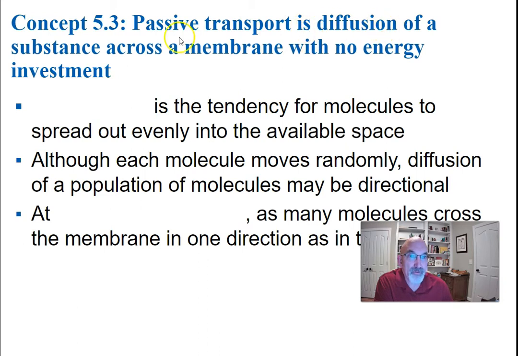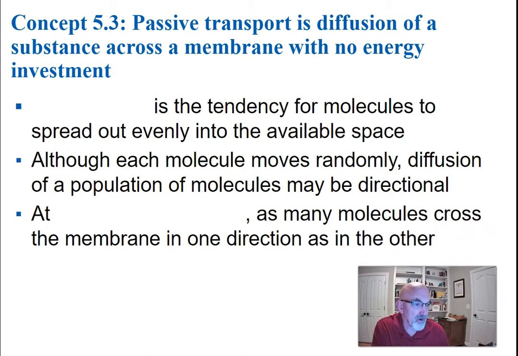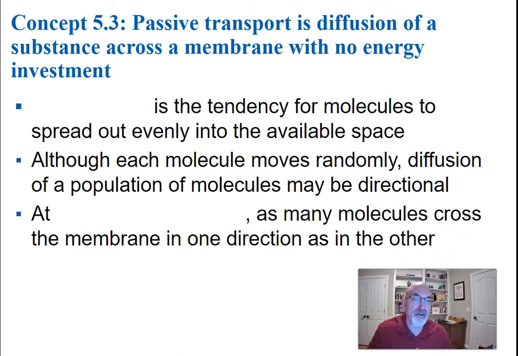Passive transport is diffusion of a substance across a membrane with no energy investment. And I apologize if we've already covered this last class, but if we have to back up a little bit, that's okay. Diffusion is kind of the poster child for passive transport. Diffusion is the tendency for molecules to spread out evenly into available space. Although each molecule moves randomly, diffusion of a population of molecules may be directional.